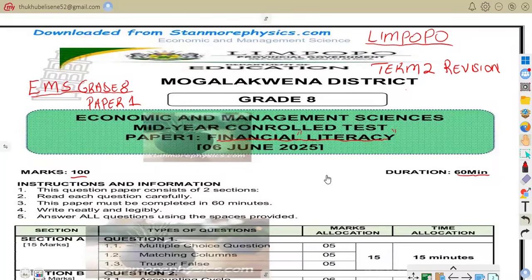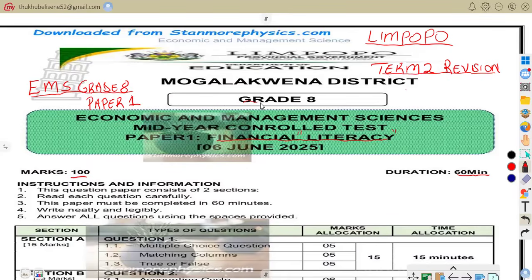Coming to Mason African Motifs. We are on Economic and Management Science Grade 8, paper 1. That is the paper that we are going to look at. This is a term 2 revision, grade 8. We are going to prepare ourselves with this paper that was written in Limpopo province, in Mohalo district.